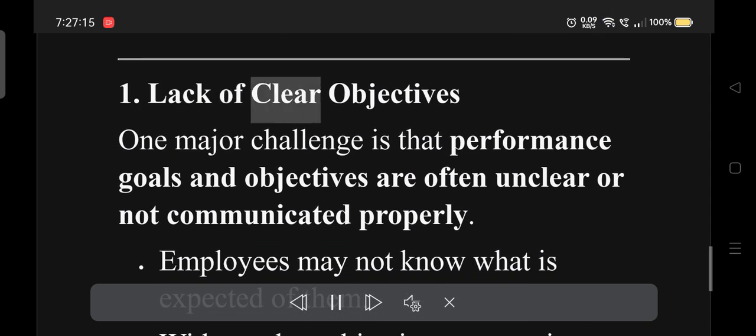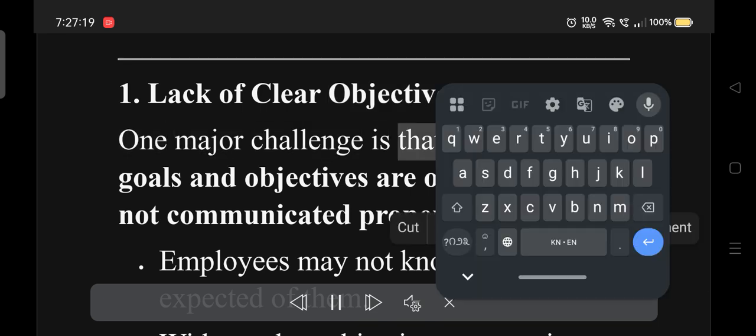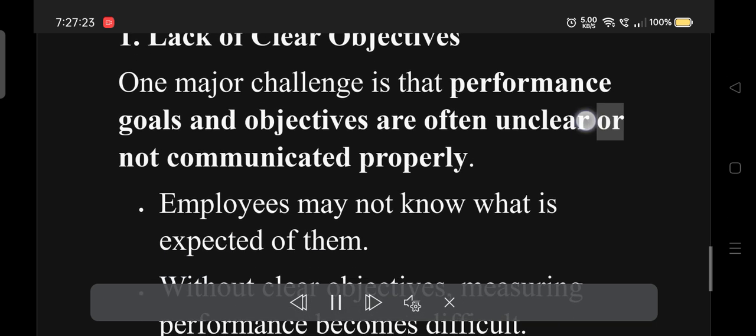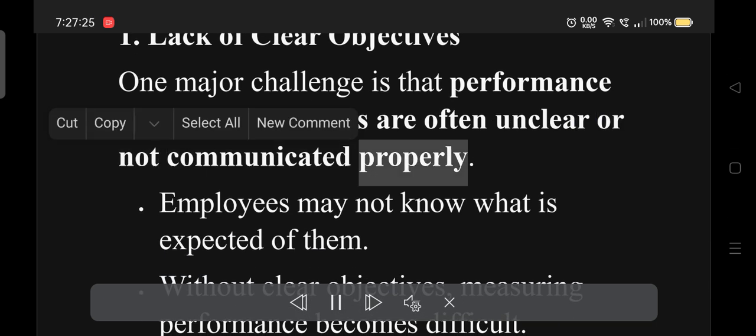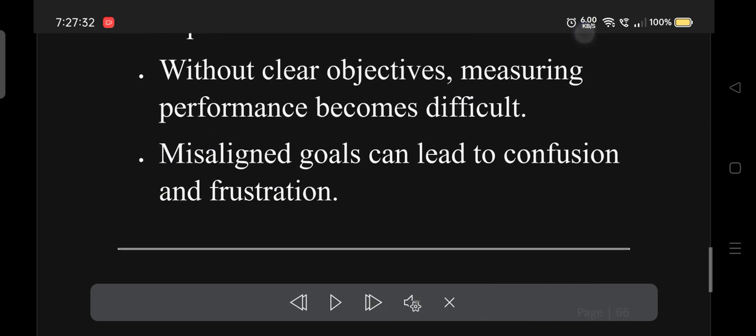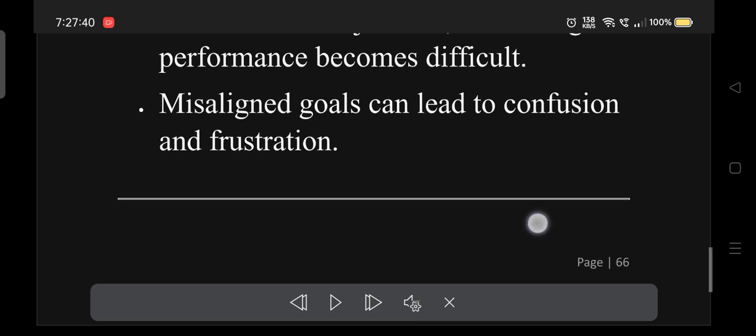1. Lack of clear objectives. One major challenge is that performance goals and objectives are often unclear or not communicated properly. Employees may not know what is expected of them. Without clear objectives, measuring performance becomes difficult. Misaligned goals can lead to confusion and frustration.